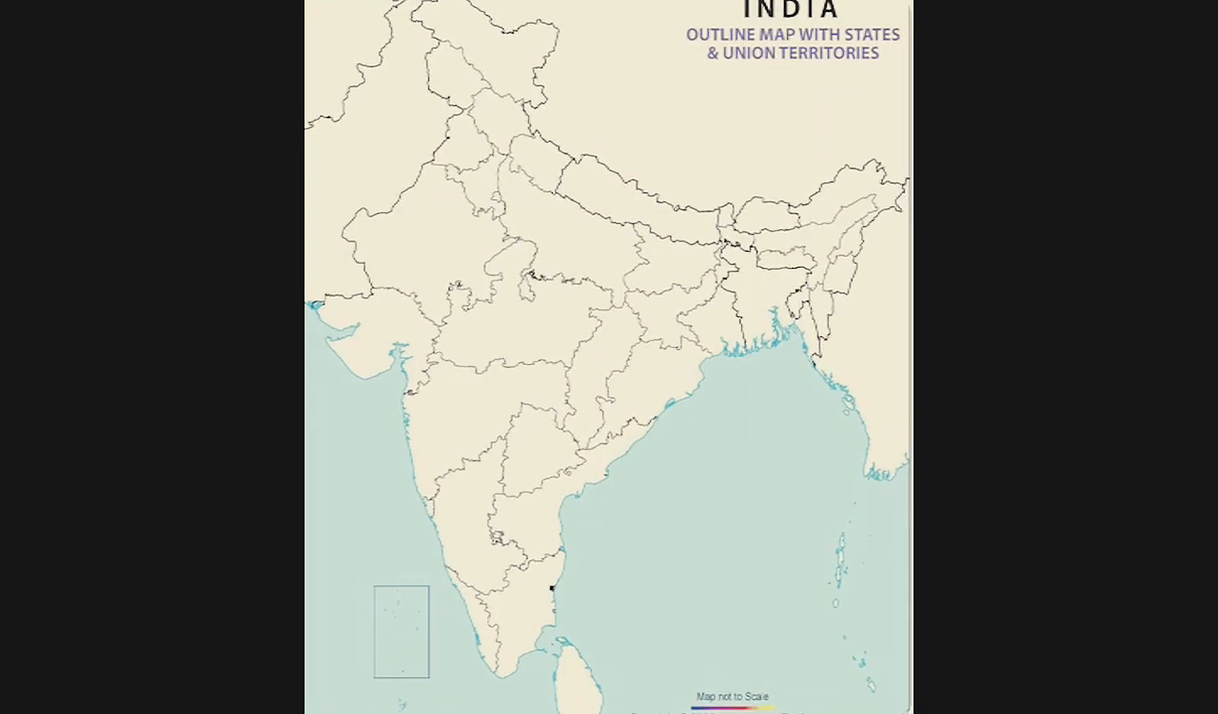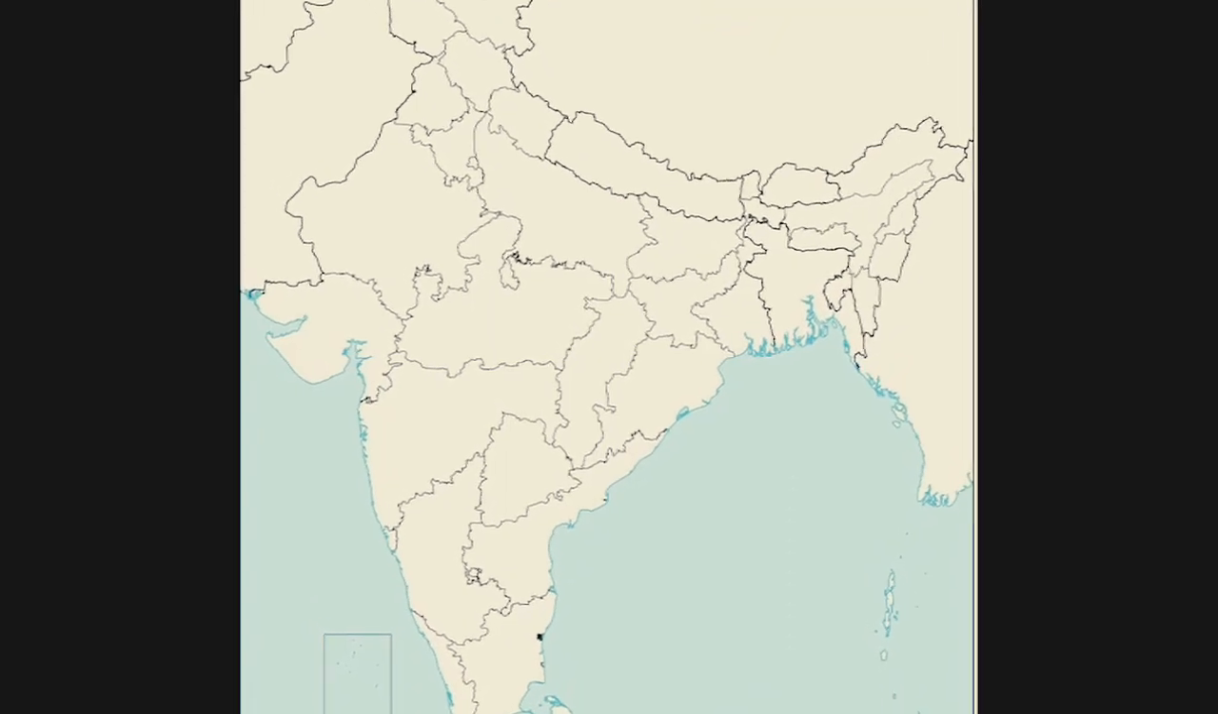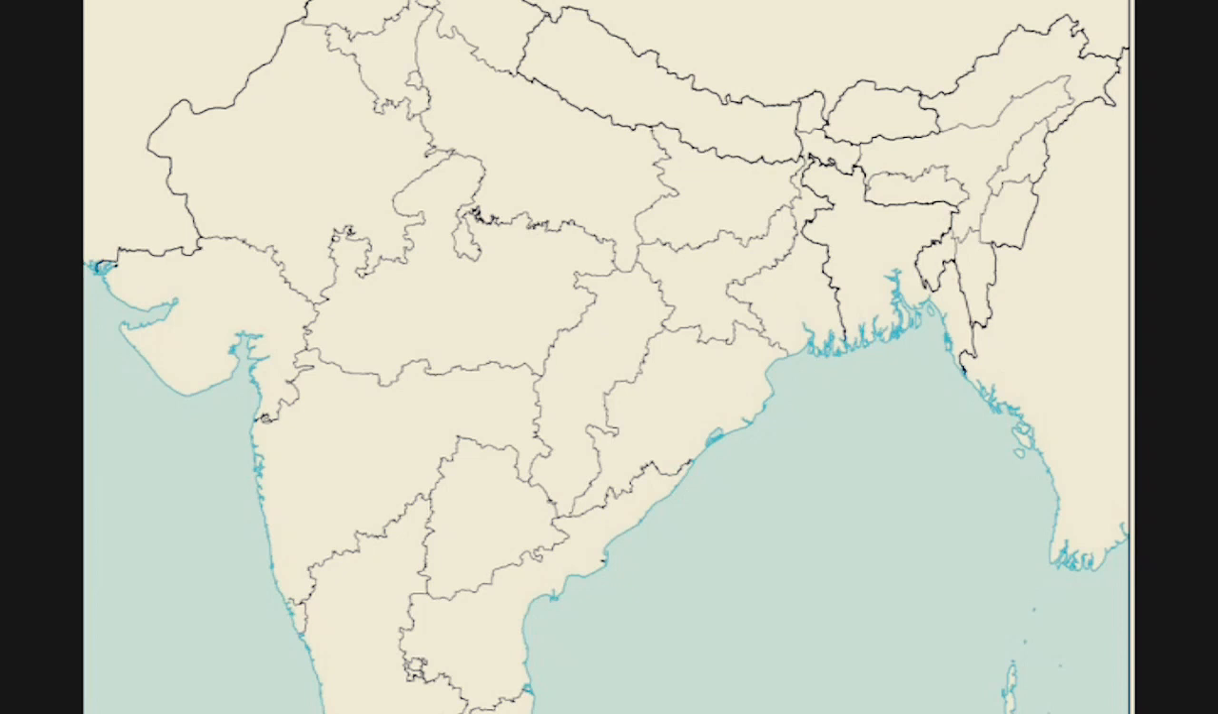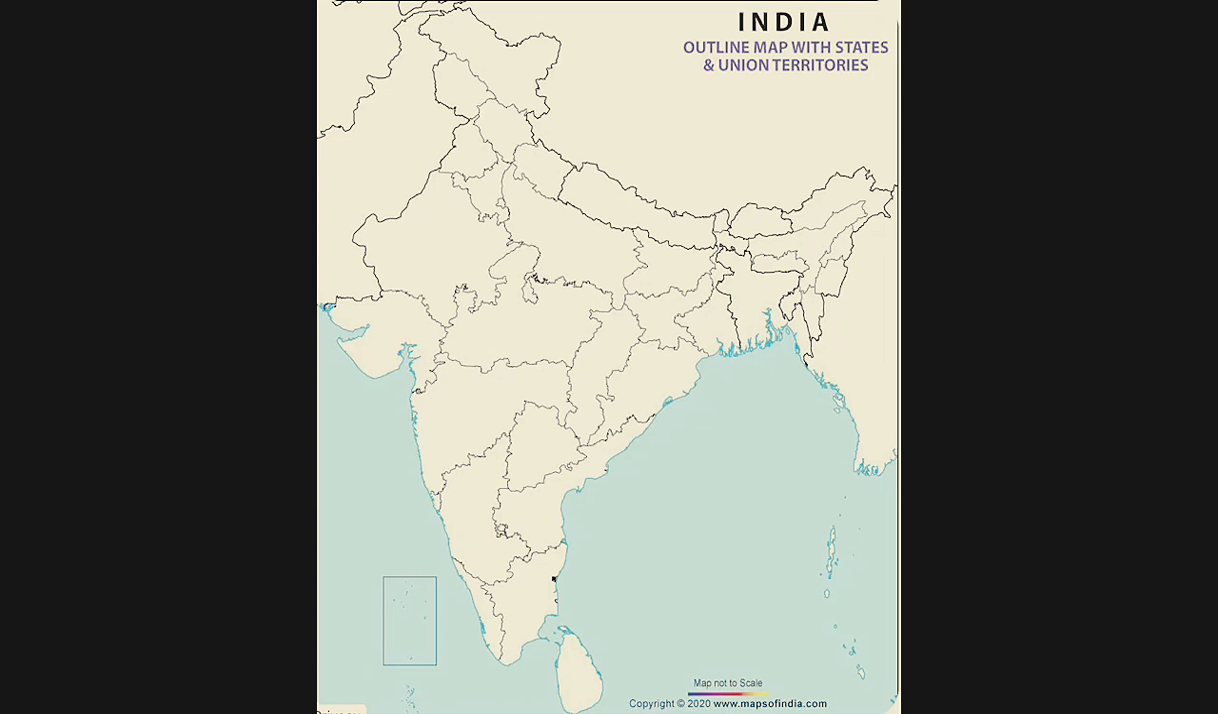Next one, Peshan Satyagraha. So Peshan Satyagraha, Kheda, it is in Gujarat. So here you should mark Kheda, Peshan Satyagraha. You should mark it here.